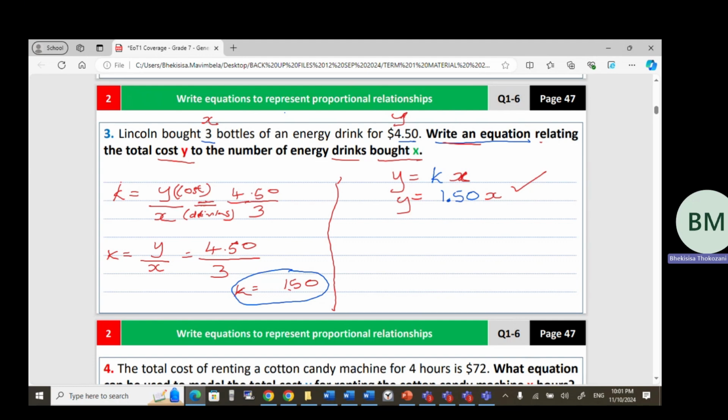Did they ask us for a meaning? They did not ask us, but this simply means that 1.5 times the number of drinks equals the total cost of y. Okay, so let's move on to the next one.